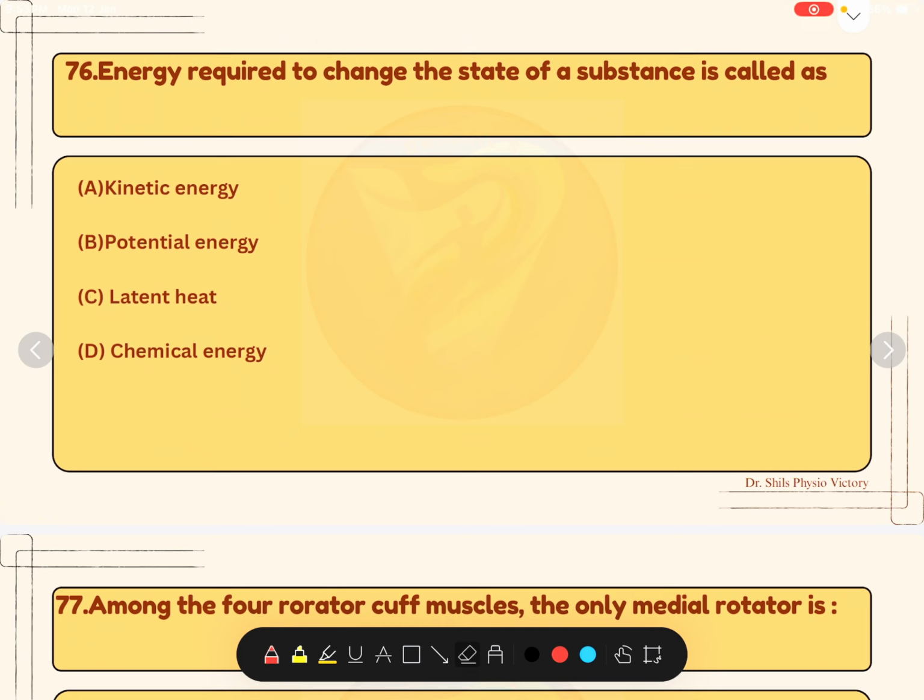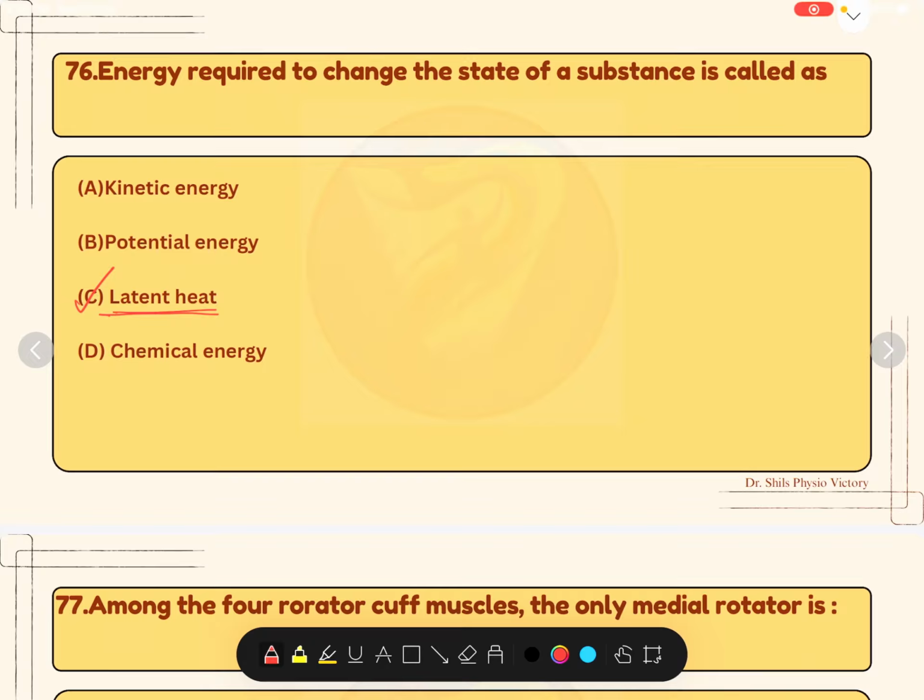Today's first question is, energy required to change the state of a substance is called as option A, kinetic energy, option B, potential energy, option C, latent heat, option D, chemical energy. Here, the correct answer is very easy. That is option C, latent heat. Latent heat refers to the amount of energy that must be absorbed or released by a substance to change its physical state without altering its temperature.